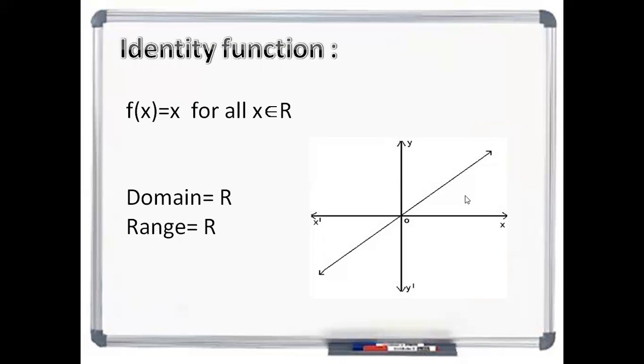If we put a positive value of x, we get a positive value of y, so we are in the first quadrant. If we put a negative value of x, we get a negative value of y, so we are in the third quadrant. It always passes through the origin.